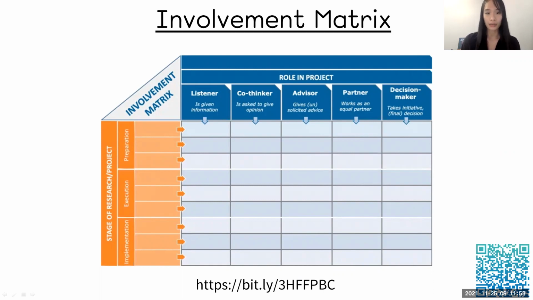On the left-hand side in orange, the stages of the research project are listed with preparation, execution, and implementation. Tasks can be listed within each of these stages. The top row in blue highlights the different roles that partners might want to have, such as being a listener in which they are given information, a co-thinker in which they are asked to give an opinion, an advisor in which they provide solicited and unsolicited advice, a partner in which they work as an equal partner with researchers, or a decision maker in which they take initiative and make decisions. Next slide, please.